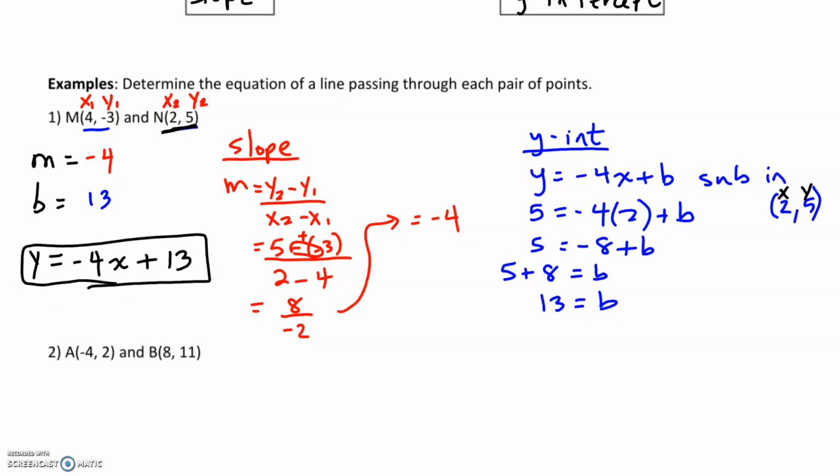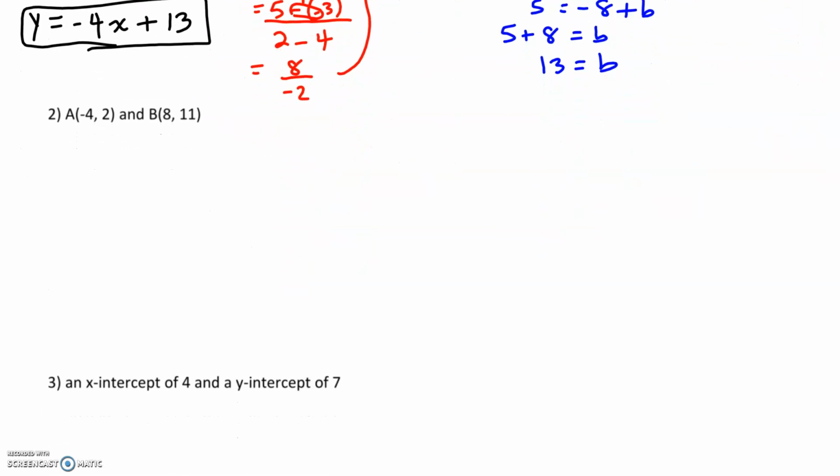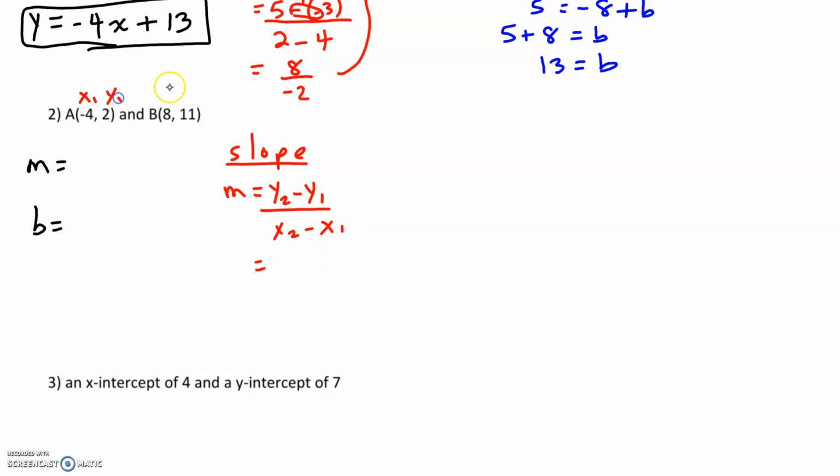Okay, good. Now why don't you try example 2? Pause the video, try example 2, and then you can come back and see if you get the same answer as me. All right, we need two things, m and b. Start by getting your slope. We're going to write our formula, m equals y2 minus y1 over x2 minus x1. Make sure our points are labeled.